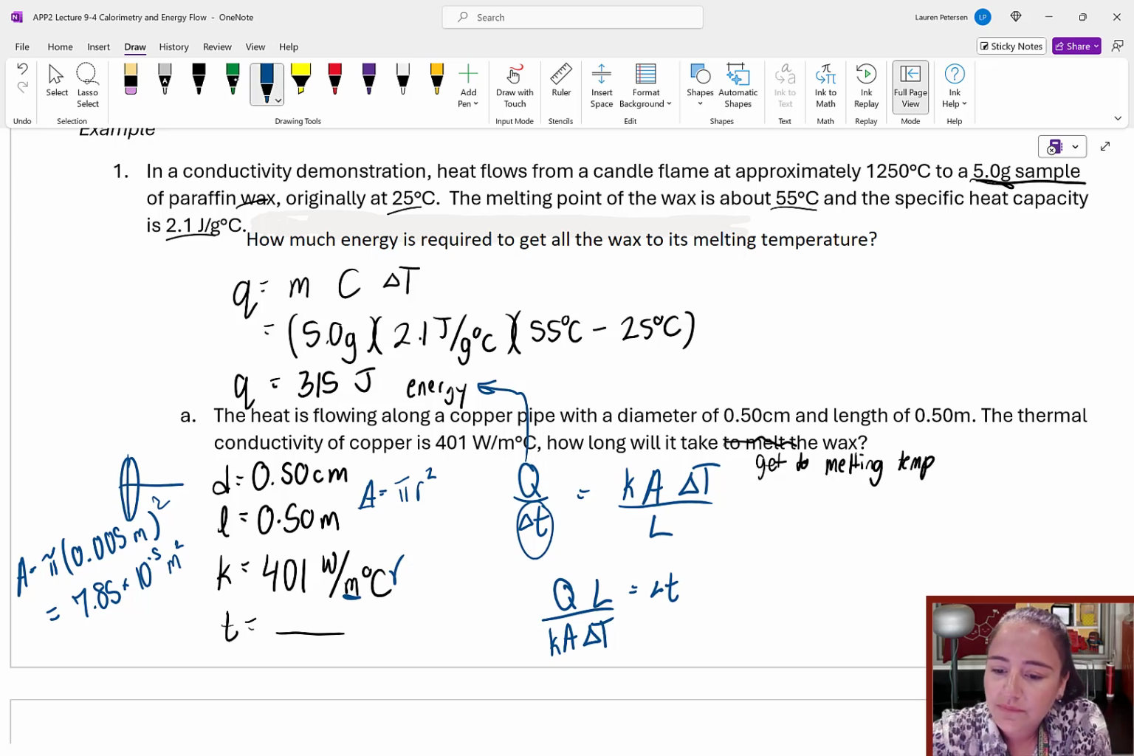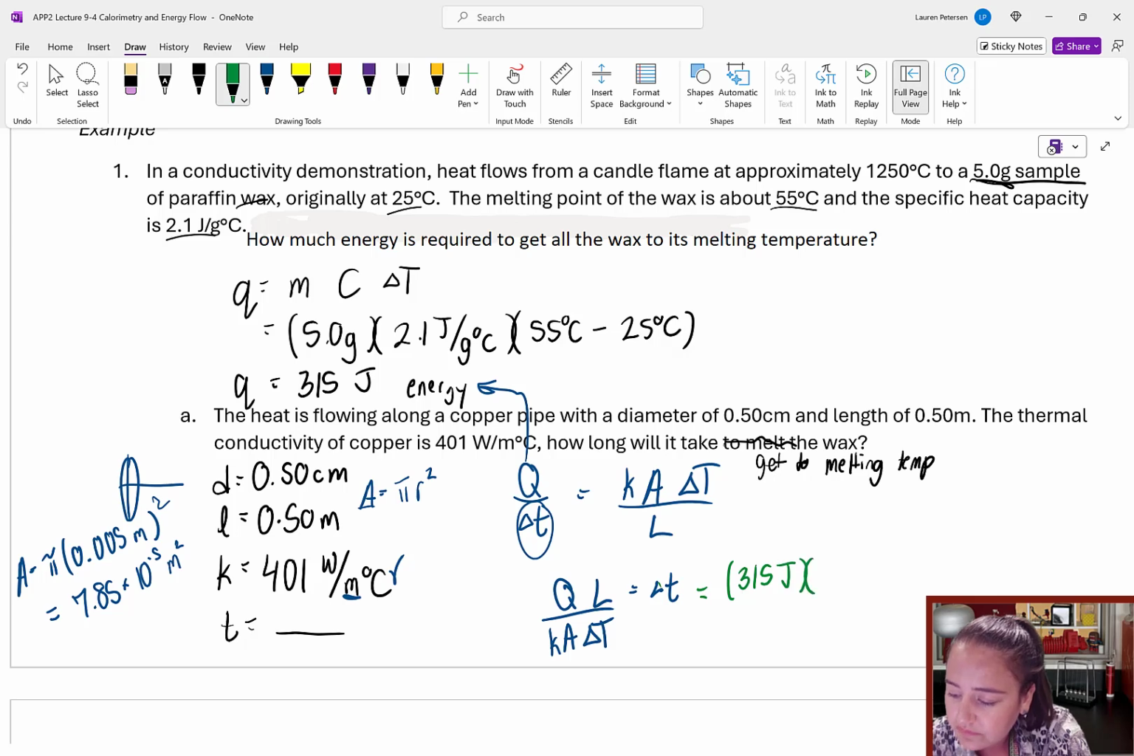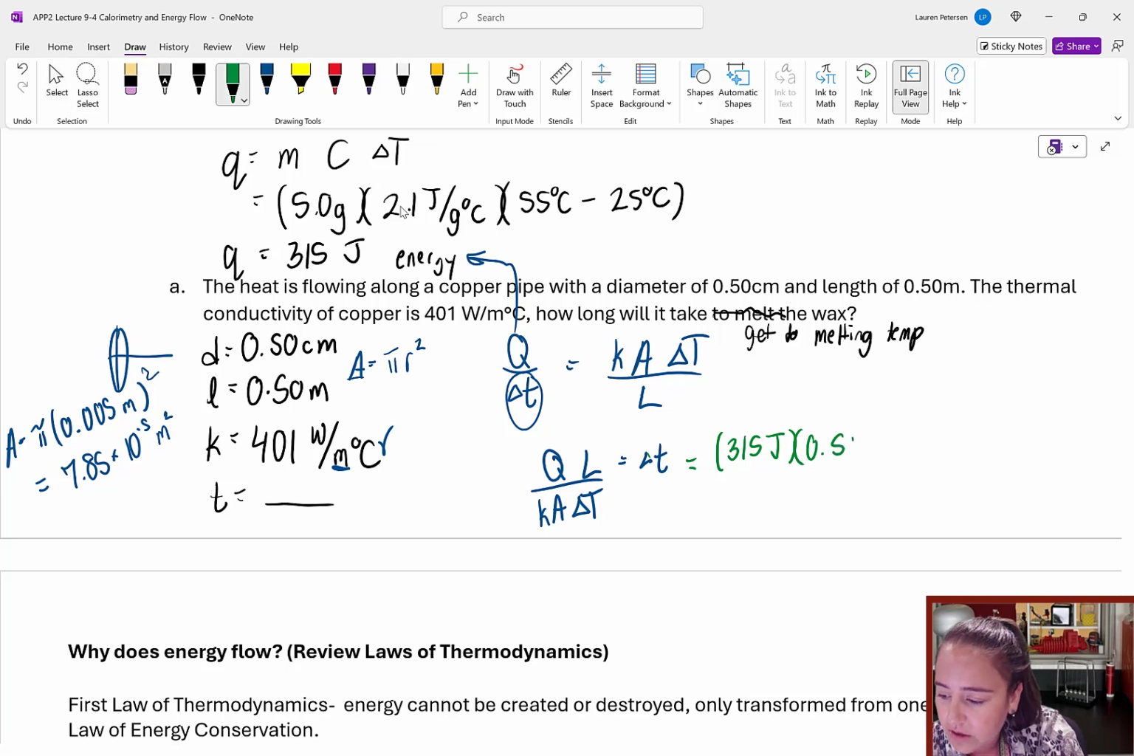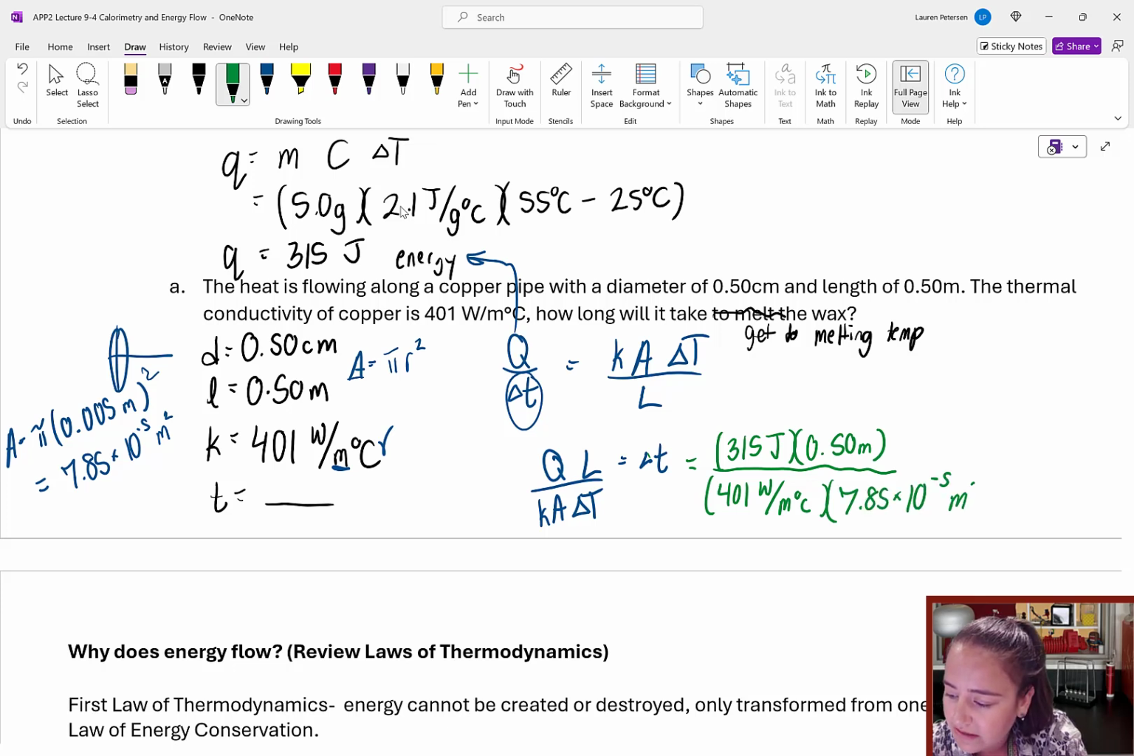So we're ready to plug in our numbers. We have delta t equals Q, 315 joules, times the length of the pipe, 0.50 meters, divided by K, 401 watts per meter degree Celsius, times A, the area of the pipe, 7.85 times 10 to the negative 5 meters squared, times the change in temperature.